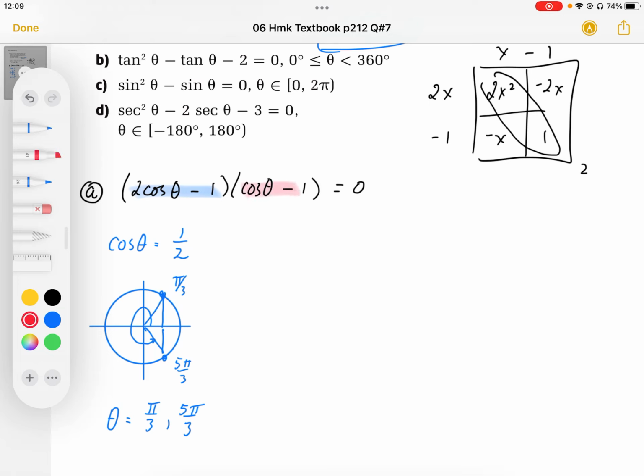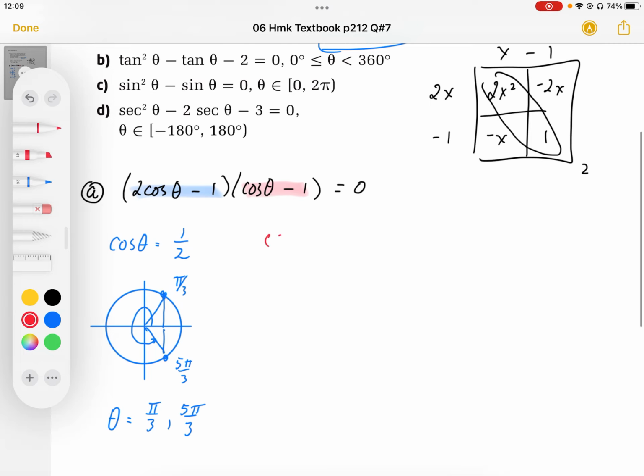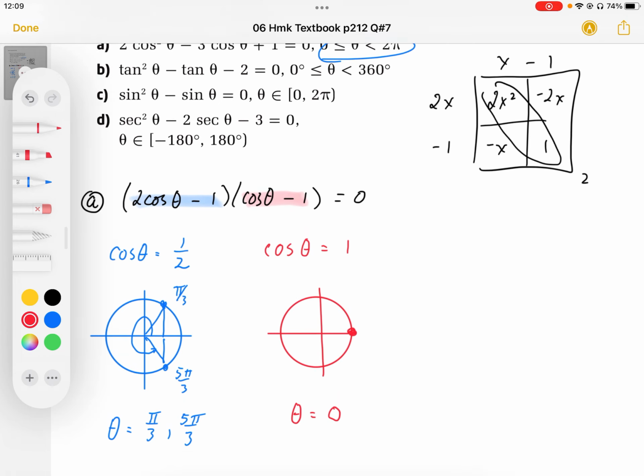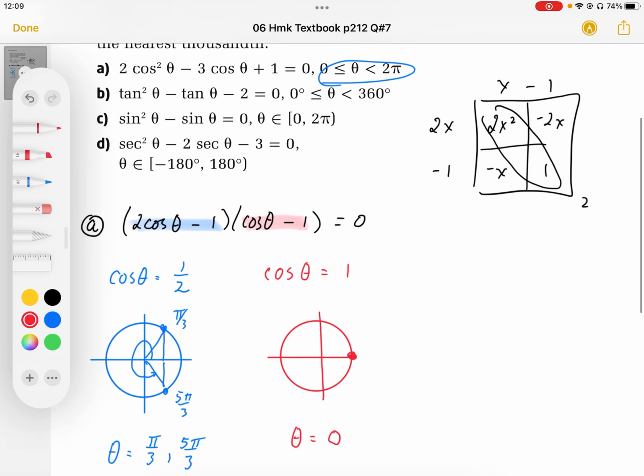For the next part here, we need to recognize that this is also a special ratio. We end up with cosine theta equals 1. When I draw this in, cosine is equal to 1 at that point. So that means that theta can only take on one value, 0 radians. Now, the domain doesn't include 2 pi, but the next solution would be at 2 pi. So these are the 3 solutions between 0 and 2 pi, which they gave us.